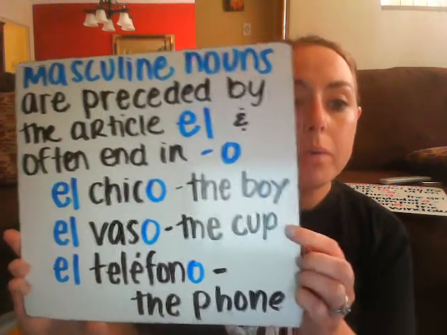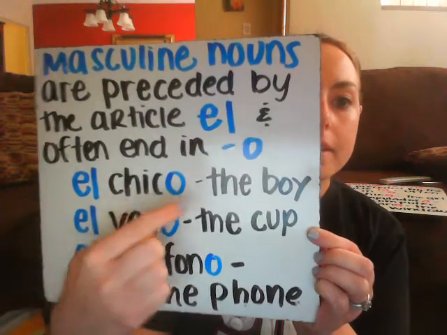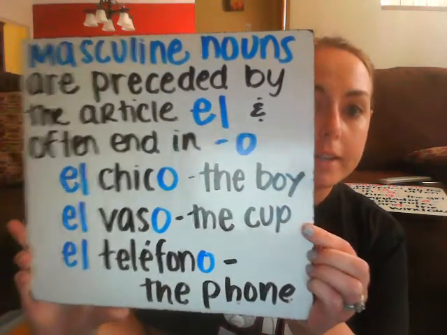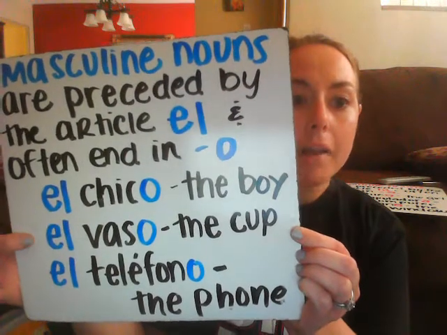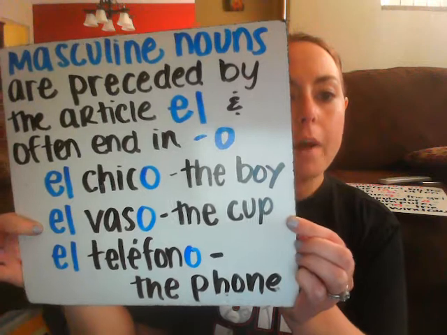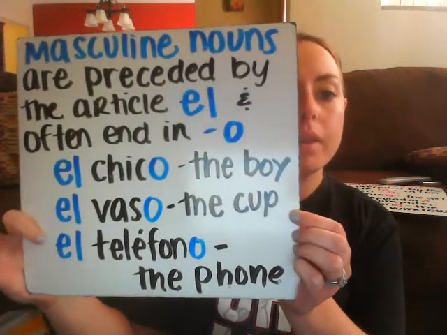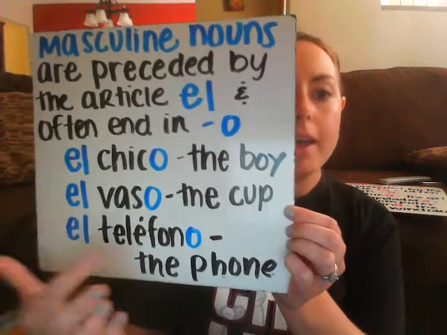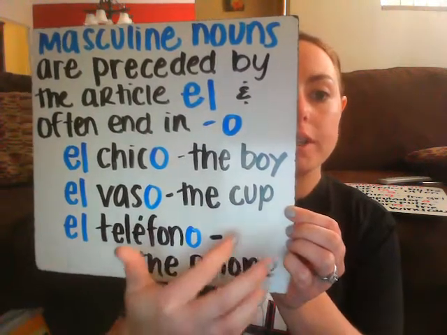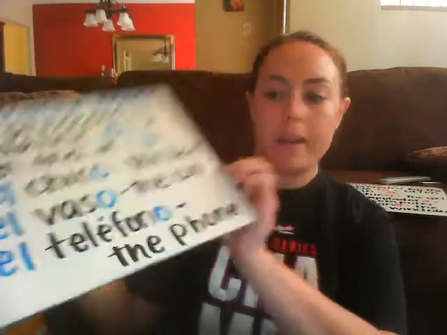For example, we have el chico for the boy. It starts with el and ends in the letter O, and those are two ways that I can identify it as masculine. El vaso, again starting with el, ending with O, for the cup. And el teléfono. We have all of these starting with el, the word the, and ending in O, which indicates that they are masculine.